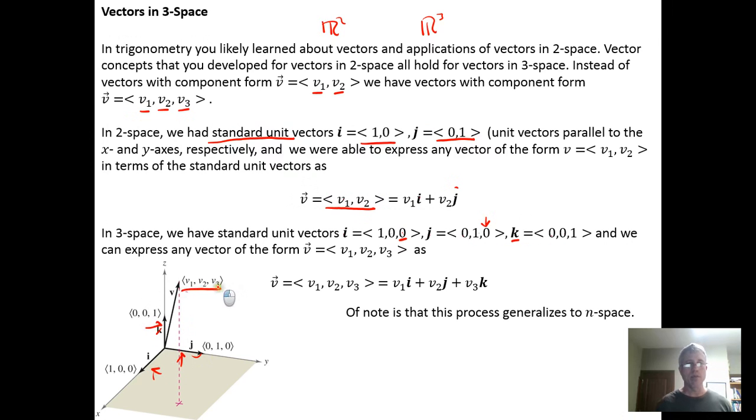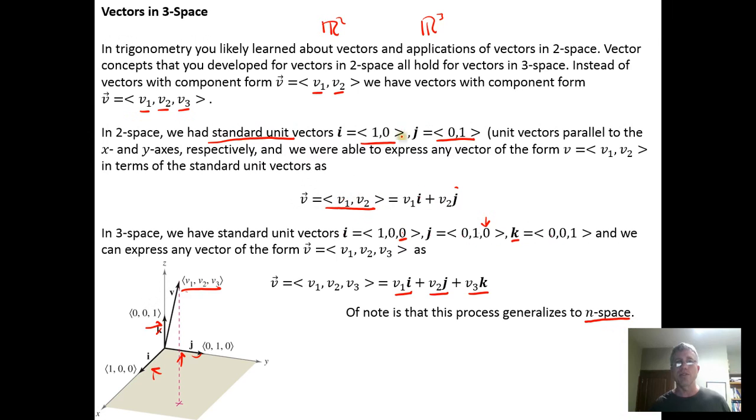Then any vector we want, (v sub 1, v sub 2, v sub 3), we can write as a linear combination of i, j, k in the same way that we did in two-dimensional space. The key to think about is what would happen in n-dimensional space? Well, we would just take these concepts, these ideas, and extend them into n-dimensional space.